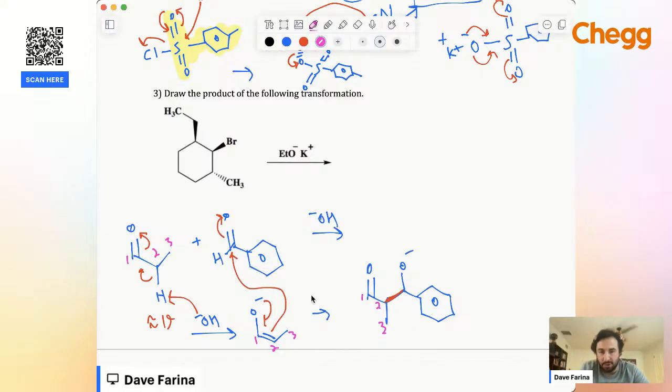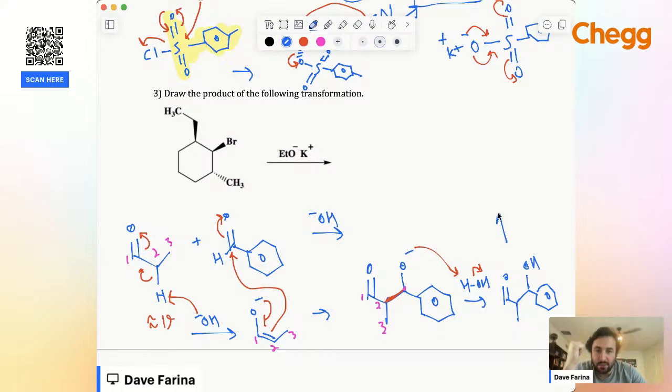So count. You can number your carbons if you need to. But then carbon 2 attacked the carbonyl carbon. So this was the carbonyl carbon. Carbon 2 attacked, and so there's our new carbon-carbon bond. We have a larger carbon skeleton now. And then we'll grab a proton from water. This is all aqueous here, and we're in strongly basic conditions, so we can produce another hydroxide. That's fine. We'll do that, and get the hydroxyl there.